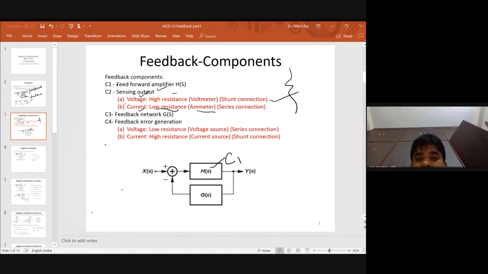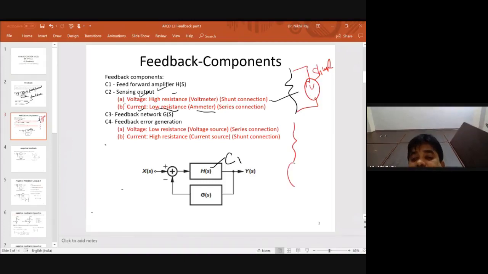Whenever we want to measure the voltage across a resistance, we attach a voltmeter in parallel. Attaching in parallel means the resistance of a voltmeter is very high, such that it should not affect the circuit. It acts like an open circuit. That way we say it is a shunt connection. But when we want to measure current, we attach an ammeter in series because its resistance is very low. So this type of connection is called a series connection.